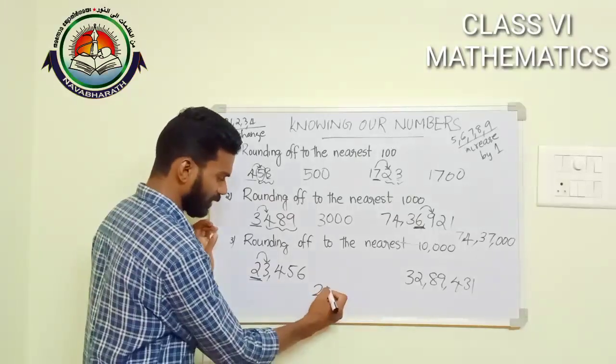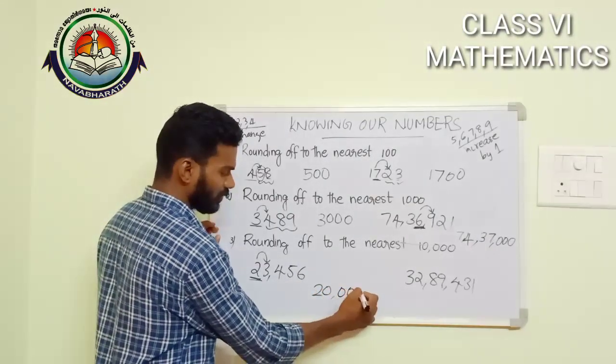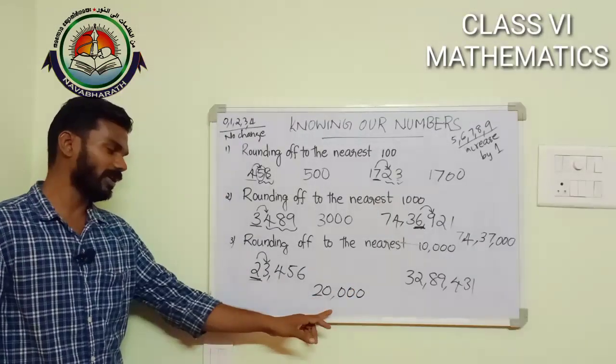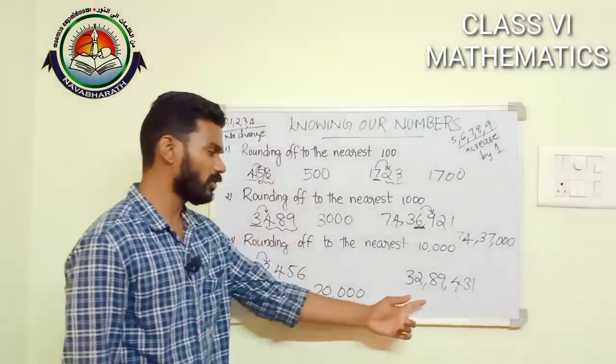So this would be 0. Then there is a comma. Again there is 0, 0, 0. This 20,000 would be the rounded value. Now just do it.